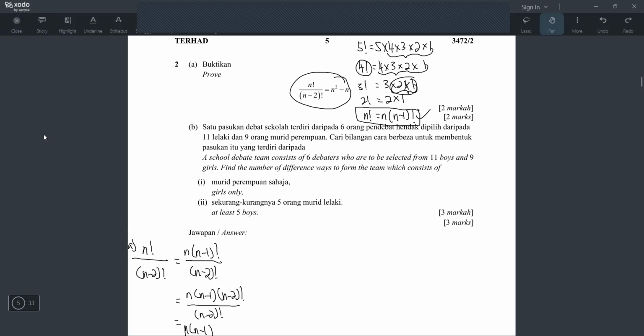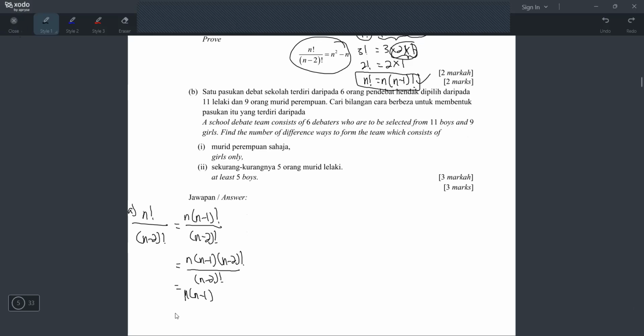And what happens when you expand the n minus 1? You will end up with n squared minus n, which is exactly the same as right hand side. And now you can write the word proven, right? Because you already successfully prove from the left hand side and you end with the right hand side. Okay, so that's how you do it. Okay, let's go to B.